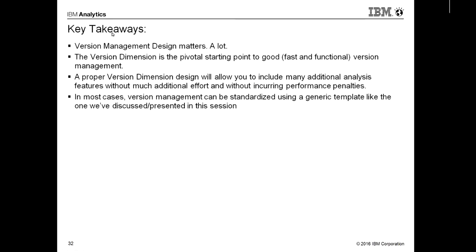That being said, here are the key takeaways. Version management design matters a lot, and matters the more data you have. It's really your pivotal starting point to good, fast, and functional version management and scenario management. And as you saw here with the variance analysis, a proper version design will allow you to include many additional analysis features without much additional effort and without incurring performance penalties at all. See, all these variance rules are so generic. If you go to a customer and implement this methodology, you really have that block of code, and you literally copy it into each cube where you need it. You might make some minor changes, and you're done, right?